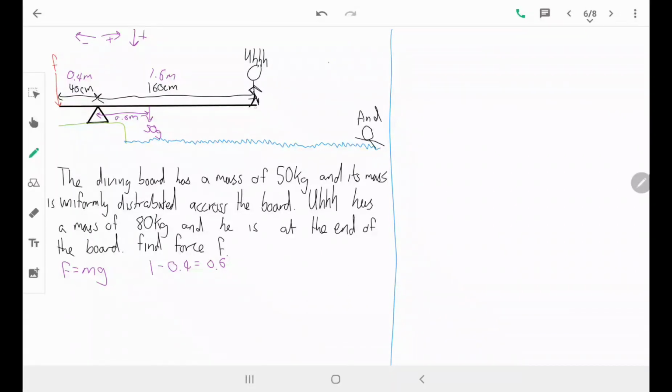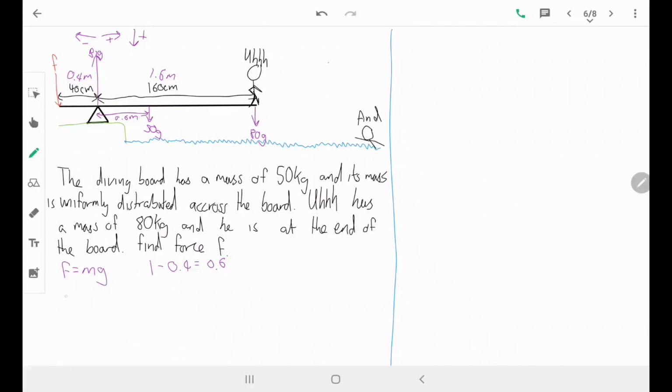We also have the diver, who has a mass of 80 kilograms, so his weight is 80g. We now have all our forces. We could have this one here, which I'm going to call the big force because that's the biggest. It's supporting everything, but we might as well include it. So we're going to call it the big force.